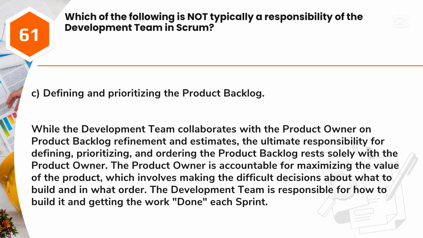Answer: C. Defining and prioritizing the product backlog. While the development team collaborates with the product owner on product backlog refinement and estimates, the ultimate responsibility for defining, prioritizing, and ordering the product backlog rests solely with the product owner. The product owner is accountable for maximizing the value of the product, which involves making the difficult decisions about what to build and in what order. The development team is responsible for how to build it and getting the work done each sprint.